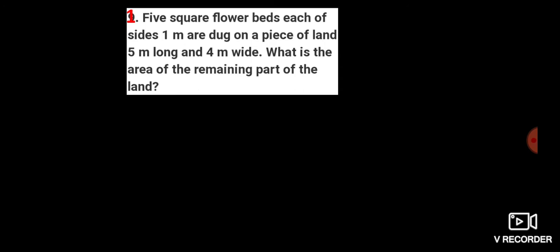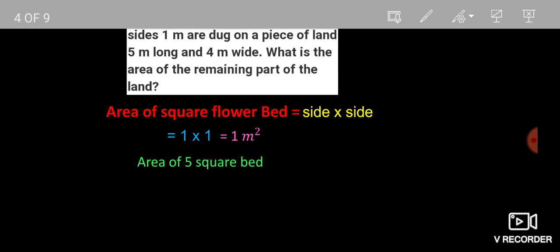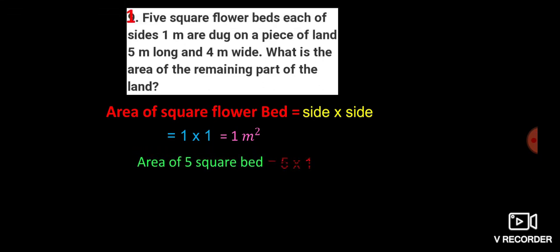Okay, first we have to find the area of 1 square flower bed. We know area of square equal to side into side. Here side is 1 meter. 1 into 1 equal to 1 meter square. This is only area of 1 square flower bed. Here we have given 5 square flower beds. So area of 5 square flower beds equal to 5 into 1. 5 into 1 is 5 meter square.